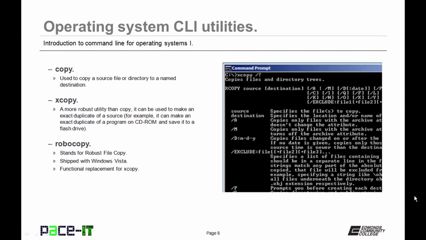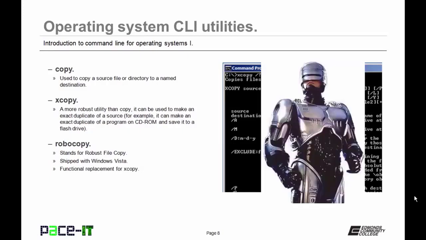So of course we begin with Copy. It's used to copy a source file or directory to a named destination. Copy didn't have quite the utility that Microsoft was looking for, so they came up with Xcopy. It's a more robust utility than Copy. You can use it to make an exact duplicate of a source. You can use it to duplicate a program onto a CD-ROM or flash drive. Then Microsoft came up with Robocopy, which stands for Robust File Copy, and it shipped with Windows Vista and newer. It is the functional replacement to Xcopy, and it is, again, more robust.